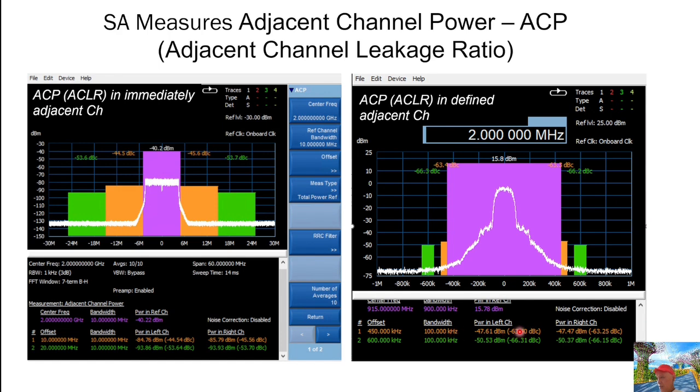How much power is this? That is what you measure. And then for the green one, you also offset the center here 600 kilohertz. The bandwidth you measure is 100 kilohertz. Then the power is that much. So this is two types of adjacent channel measurement.